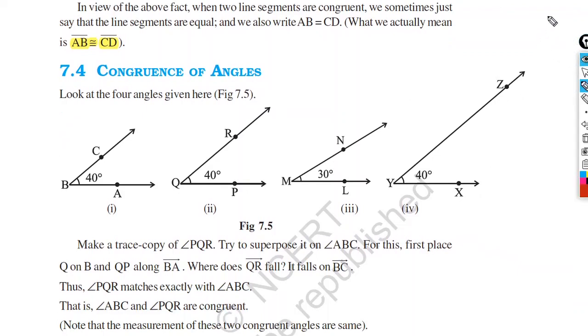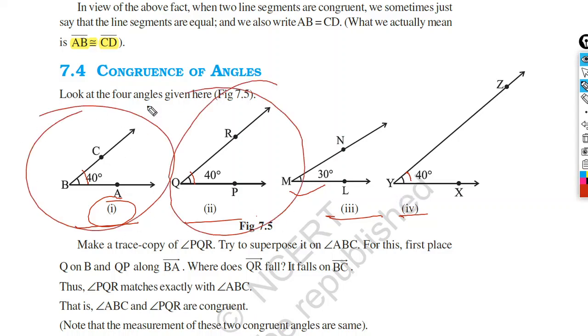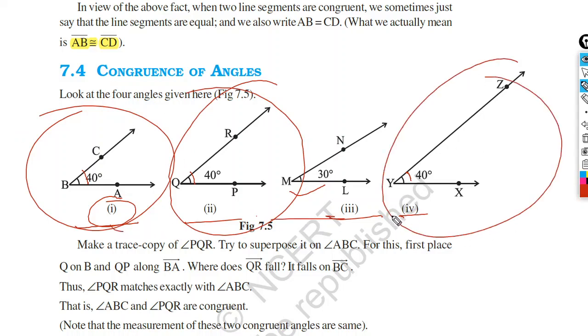Then we will move to angles. Here you can see there are some angles. Four angles are here. First angle is of 40 degree, then another is 40 degree, another is 30 degree, and the last one is also 40 degree. Here can we say this 40 degree angle, this 40 degree and this 40 degree, all three are congruent? Yes, we can say.